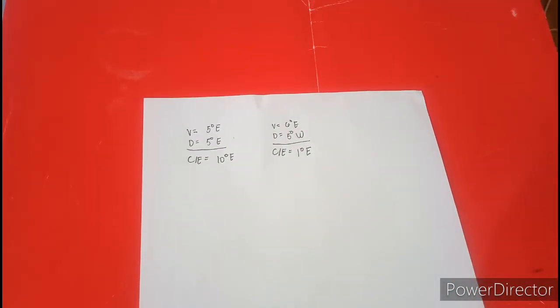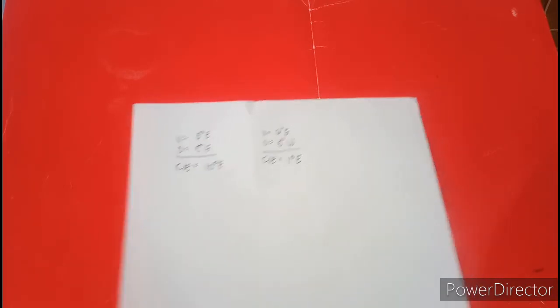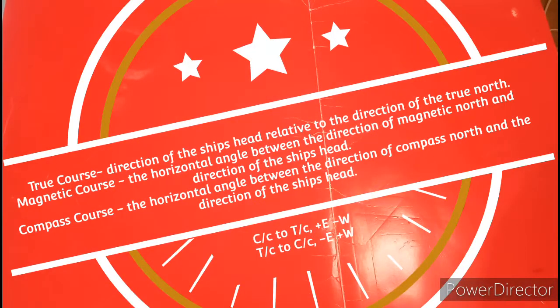Next, I'm going to teach you how to solve for the true course, magnetic course, and the compass course. True course is the direction of the ship's head relative to the direction of true north. Magnetic course is the horizontal angle between the direction of magnetic north and the direction of the ship's head. Compass course is the horizontal angle between the direction of compass north and the direction of the ship's head.